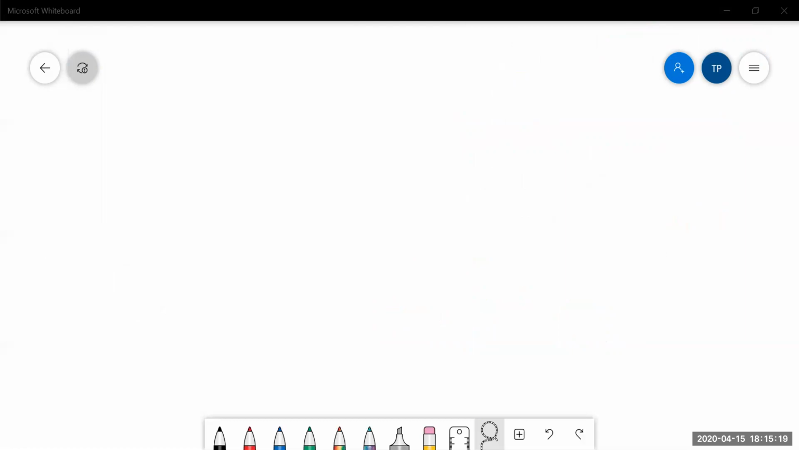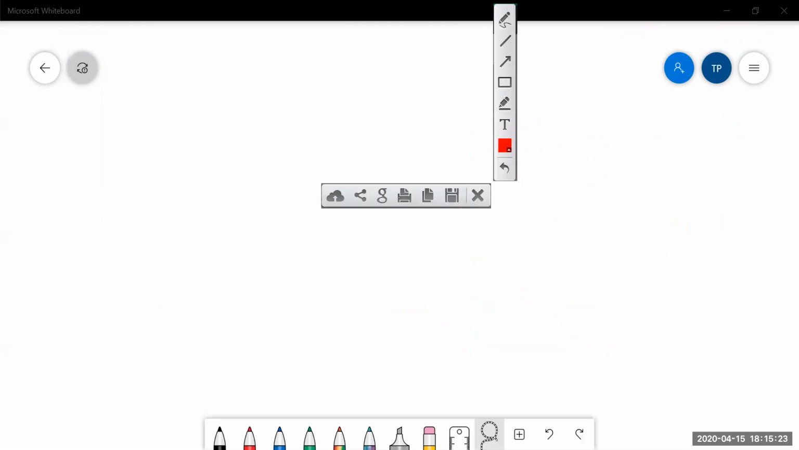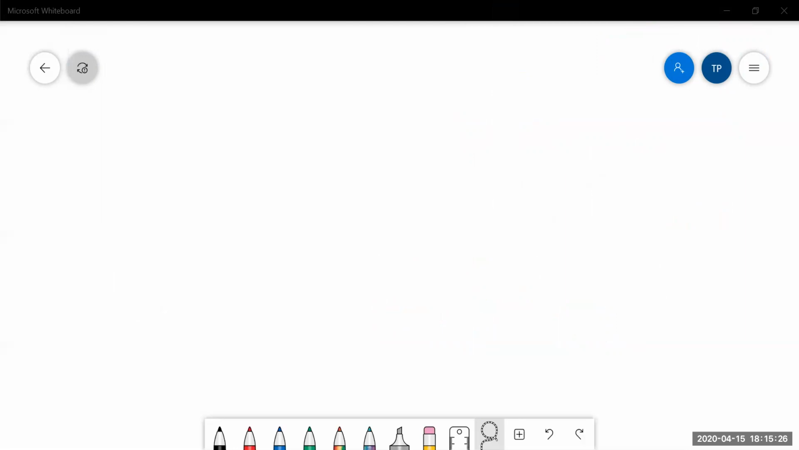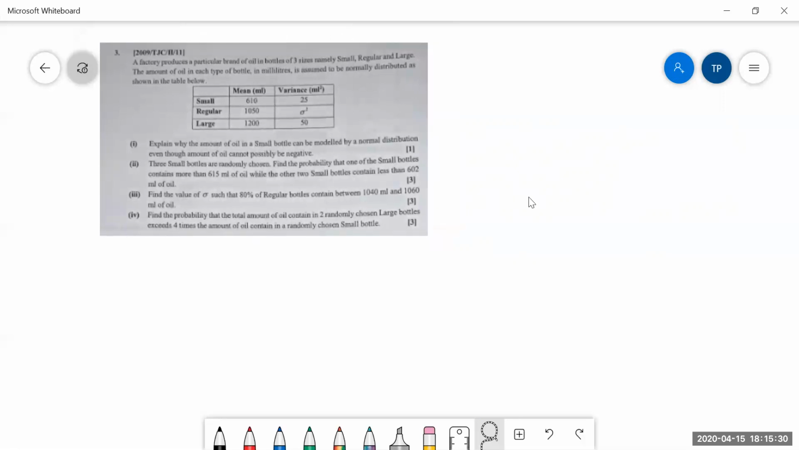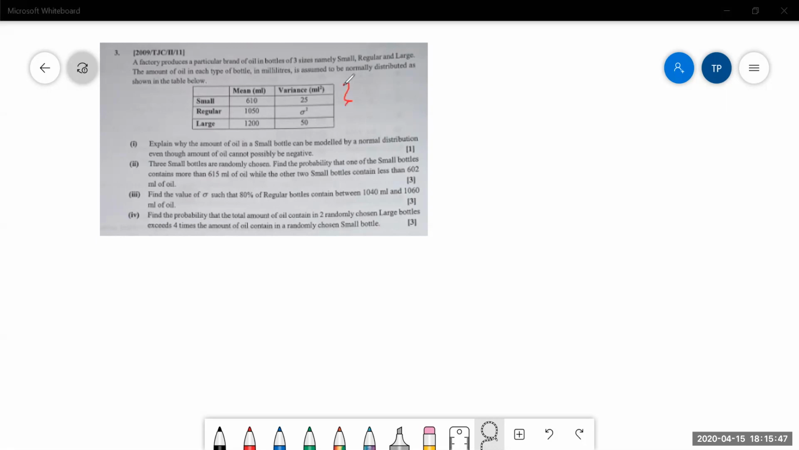Why do question 3? Yeah, let's do question 3. Not very clear, but a factory produces a particular brand of oil. Okay, so we know the distribution is all here. Explain why the amount of oil can be modeled by a normal distribution.